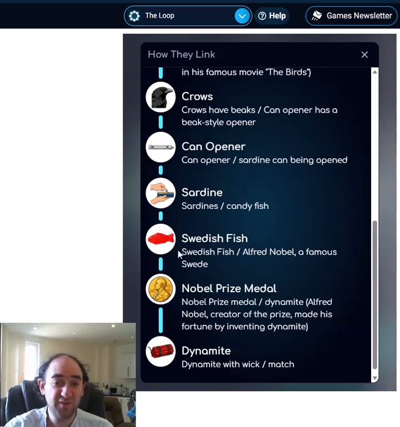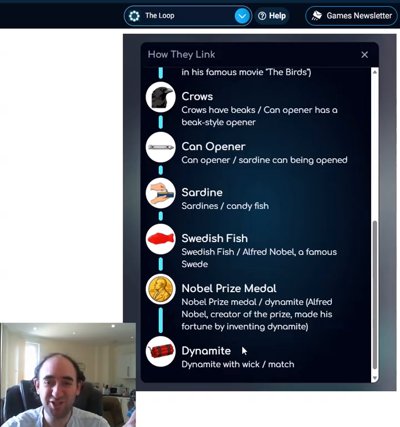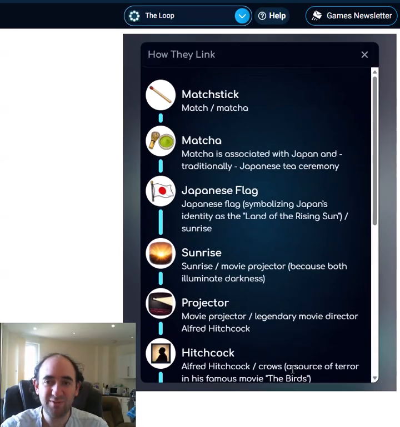That is called a Swedish fish. I had no idea. So obviously I had no idea why that linked to Nobel, but now we all know. It's a Swedish fish, and he is a famous Swede. And then, yes, the one bit of knowledge that I actually did have that was useful was that he invented dynamite. So that's why they went together. And of course, dynamite gets lit with a match, potentially. So that's why they went together.